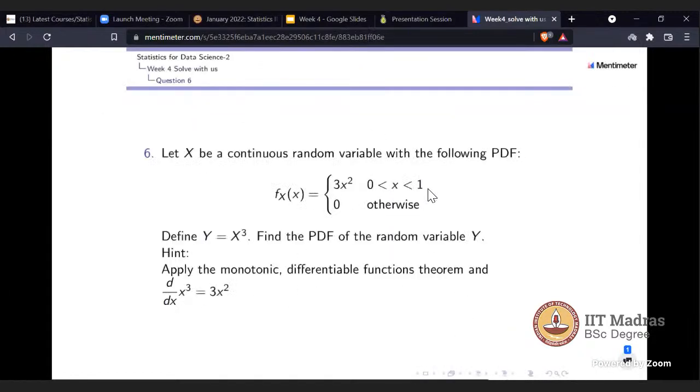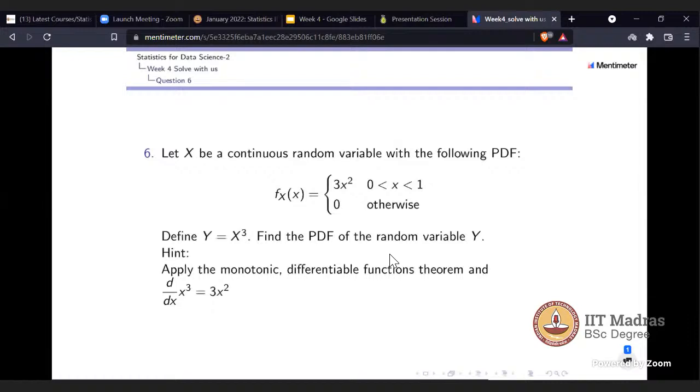The PDF was the same as the previous one, that is fx of x, and now we have to find the PDF of x cube. So this is our function of a random variable, right? What is the support of x here? 0 to 1. So when can we use the monotonic differentiable function theorem?